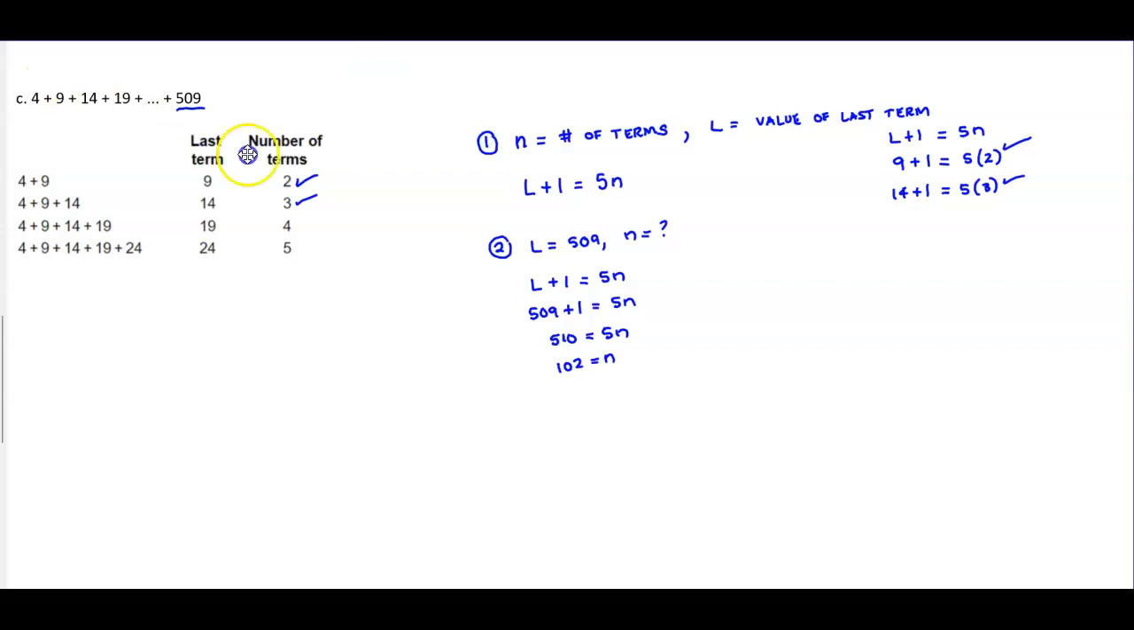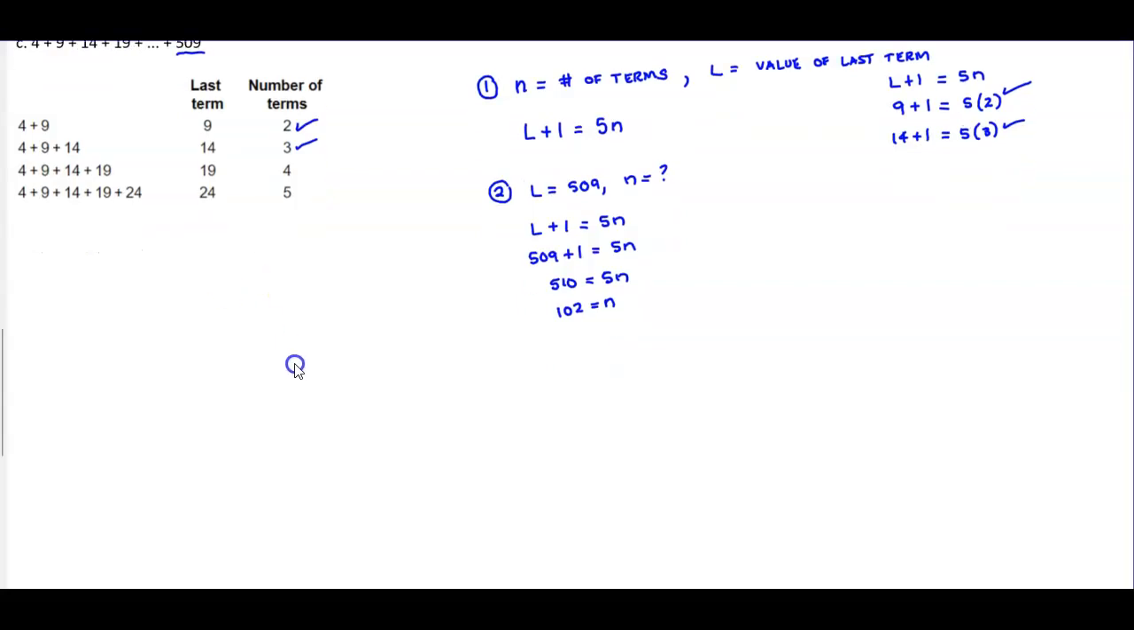Okay, so what does that tell us? That tells us that there are 102 terms in the sum where S is equal to the following sequence. Now we're going to write this sequence as we've done before.